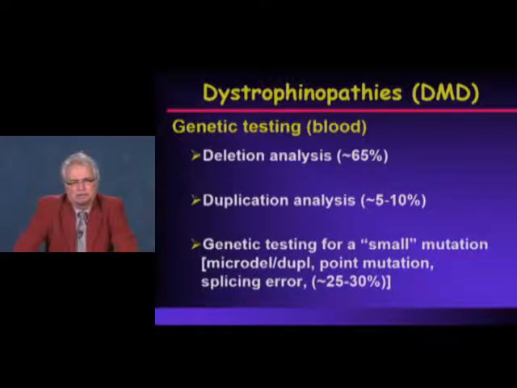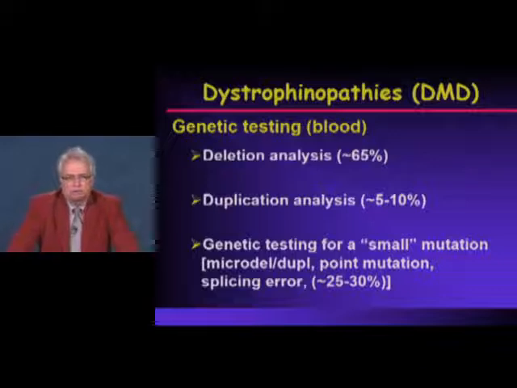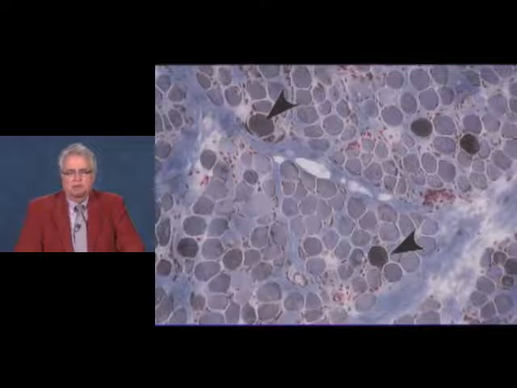It's about 65% in Duchenne dystrophy. It's about 75% in Becker muscular dystrophy, to be exact. As I told you, about 5-10% have duplications, and the rest have these small mutations, either microdeletions, microduplications, point mutations, splicing errors, 25 to 30%, which can be detected with different methodology.